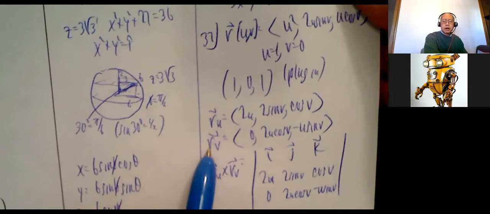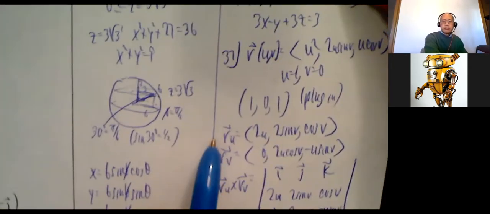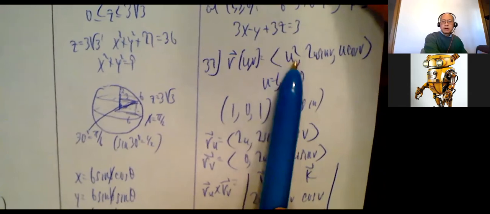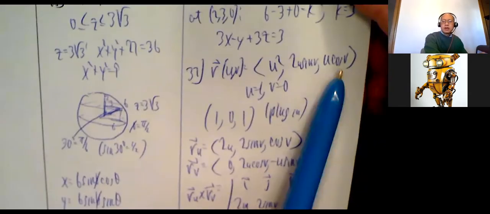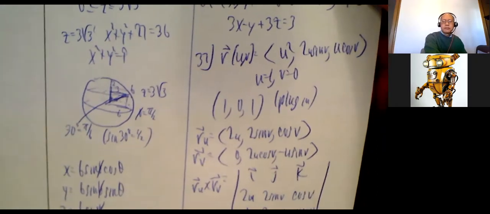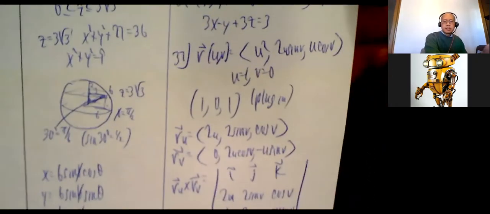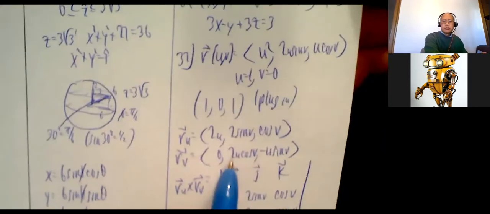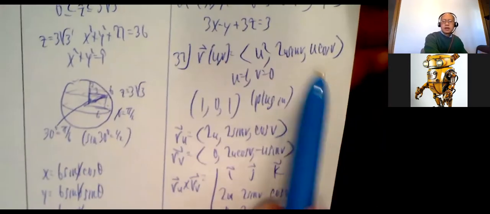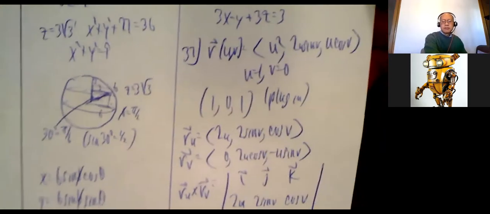All right, r sub u, r sub v. Okay, derivative with respect to u. 2u, 2 sine v, cosine v. Derivative with respect to v, nothing, 2u cosine v, negative u sine v.